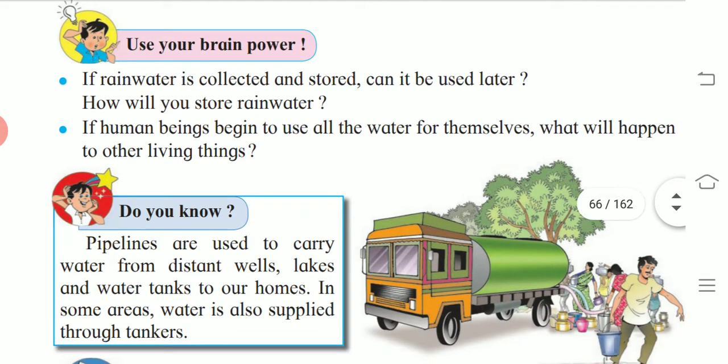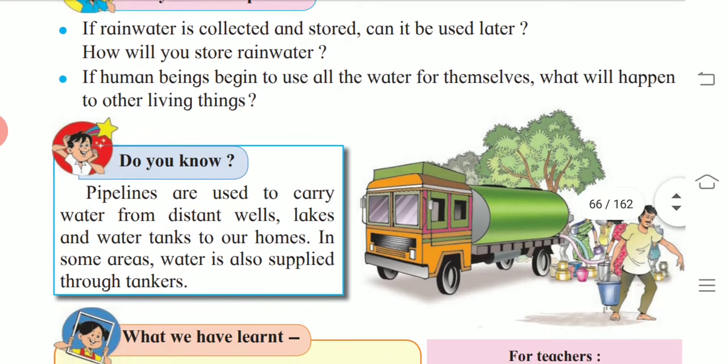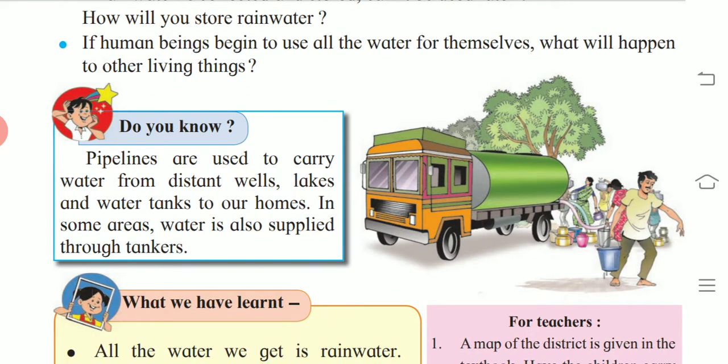Use your brain power. If rainwater is collected and stored, can it be used later? How will you store rainwater? If human beings begin to use all the water for themselves, what will happen to other living things? Do you know? Pipelines are used to carry water from distant wells, lakes, and water tanks to our homes. In some areas, water is also supplied through tankers.